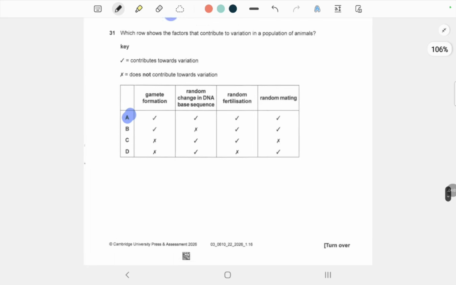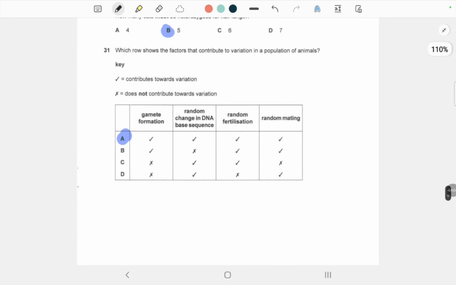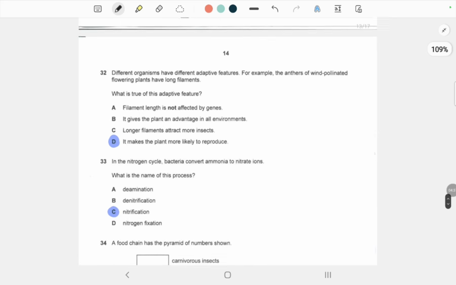Okay, now moving on to question number 31. Which row shows these factors that contribute to variation? Well, we are talking about variation. Of course, gamete formation, random changes in DNA base sequences, like all of the choices are true. You cannot say that one of them is incorrect because they all involve variation. Gamete formation, which is a fertilization, of course. Random changes in DNA base sequences, of course. And random fertilization and random mating, all of these contribute to different organisms and variations in the organism.